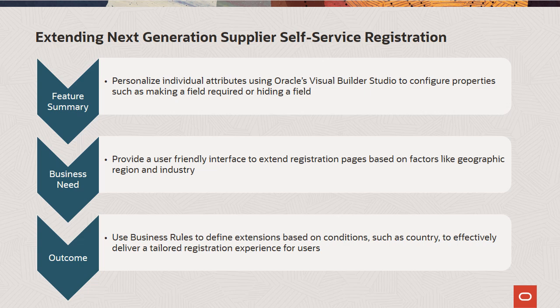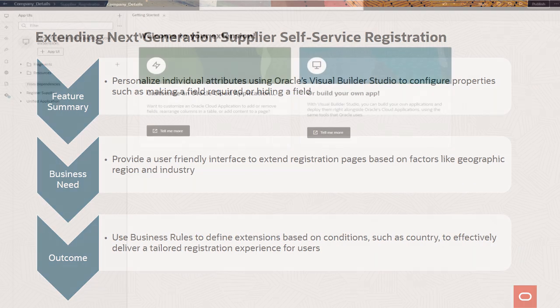For example, one of the business needs is to configure taxpayer ID as required for United States. Business Rules, which is a user-friendly and easy-to-use interface, is now available to personalize properties of individual attributes using Oracle's Visual Builder Studio. It also provides option to add conditions for the personalization to be effective using predefined attributes. In 24A update, Business Rule support is available for the company details page, and in future updates, similar support will be provided for other pages as well.